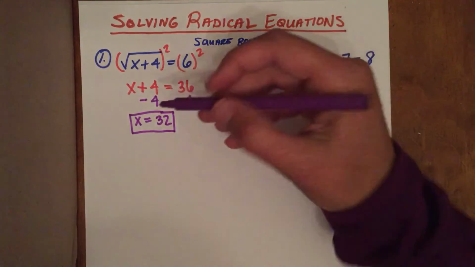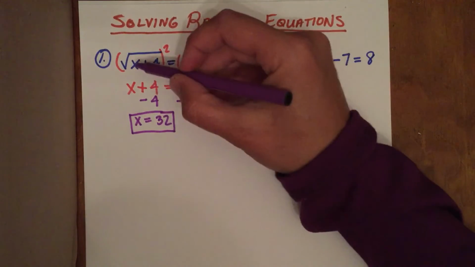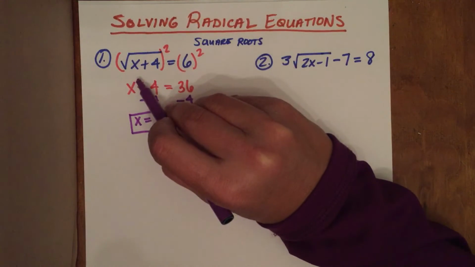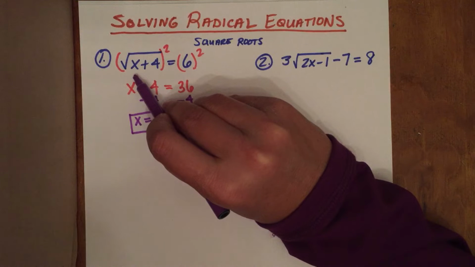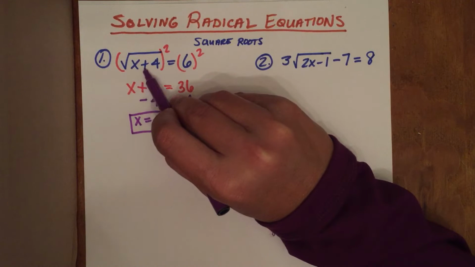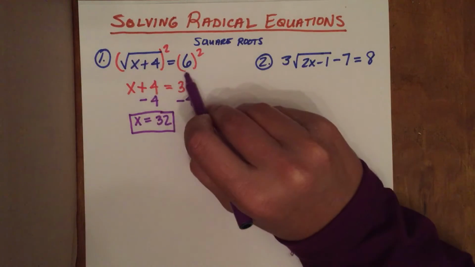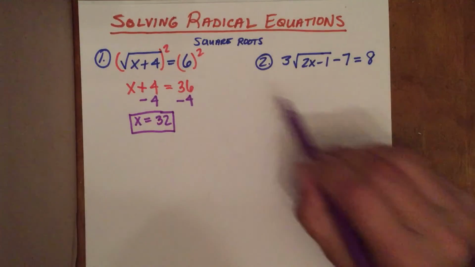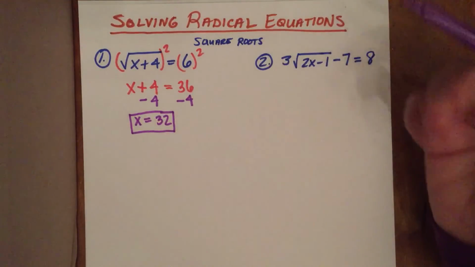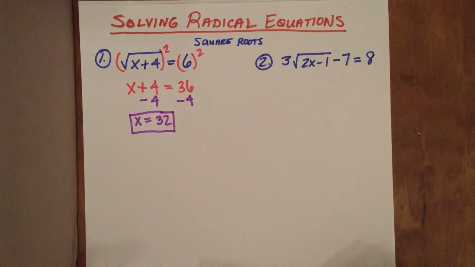If you wanted to check your answer, you would take the 32 and plug it into the equation, substituting it back in for the x. You would see that 32 plus 4 gives you 36, and the square root of 36 is indeed 6. So that's how you solve a basic radical equation with square roots.